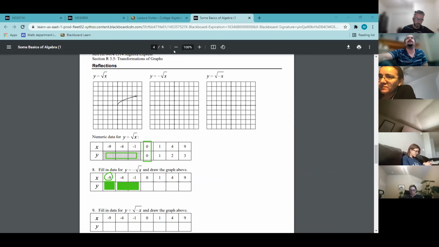Can I plug in a 0? Yes. And if I negate 0, what does it become? 0. It's still just 0. 0 is neither positive nor negative.